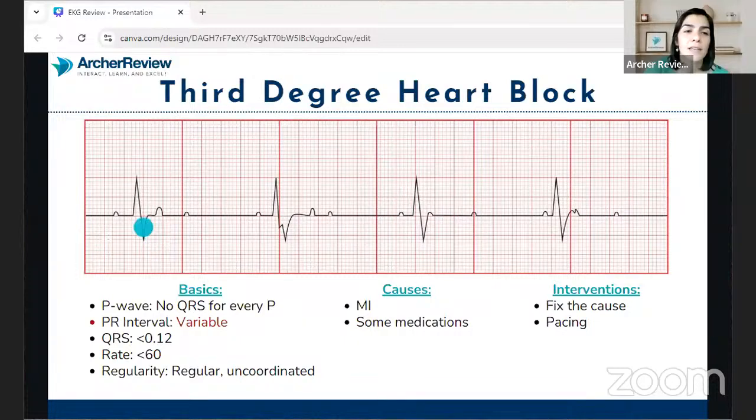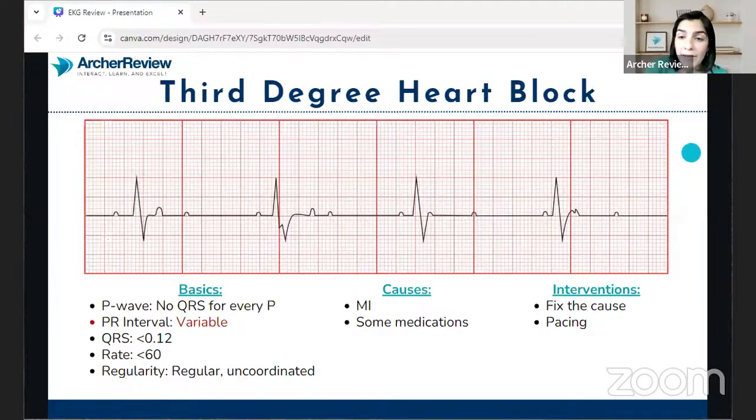So the SA node is definitely not going through to that AV nodal system, and that AV nodal system is failing to follow the instructions of that SA node, and they're doing their own thing. So that PR interval is going to be variable. That QRS complex is still going to be less than 3, so it's not going to be wide, but we're still not talking to each other. So that's going to be pretty classic of this third-degree heart block.